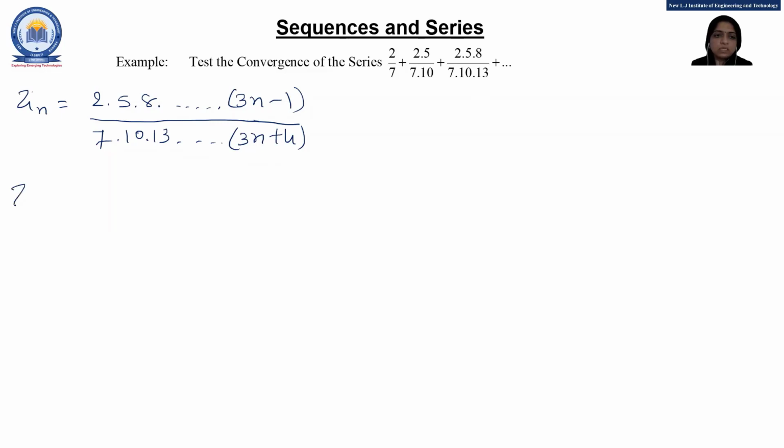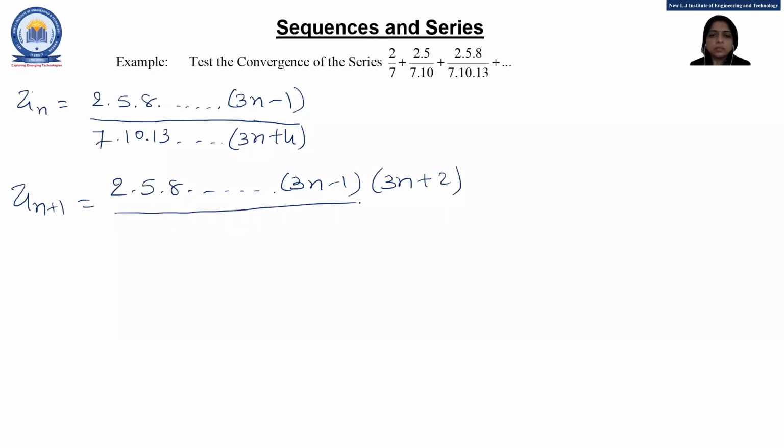Now, what is un plus 1? My un plus 1 is 2, 5, 8 up to 3n minus 1, and if I replace this n by n plus 1, then I have 3n plus 3 minus 1, so 3n plus 2. And in the denominator, 7, 10, 13 up to 3n plus 4. If I replace here n by n plus 1, then 3n plus 3 plus 4, that is 3n plus 7. So this is my nth term, and this one is my un plus 1 term.